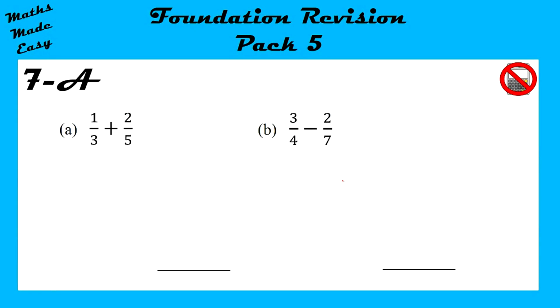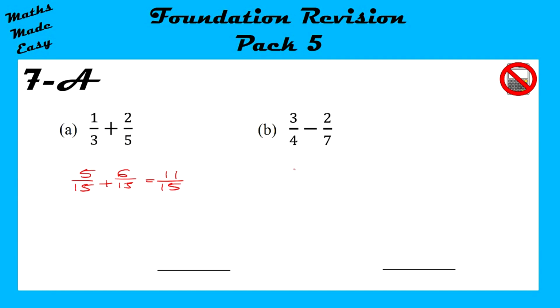7a. So in order to do these calculations, I'm going to need a common denominator. So looking at this, I'm going to times the fraction on the left by 5 and the fraction on the right by 3. That's going to give me 5 over 15. And instead of 2/5, that's going to give me 6 over 15. And when I add those two together, I get 11 over 15.